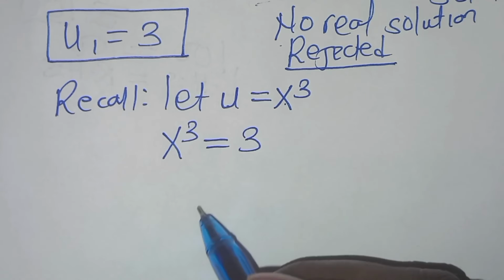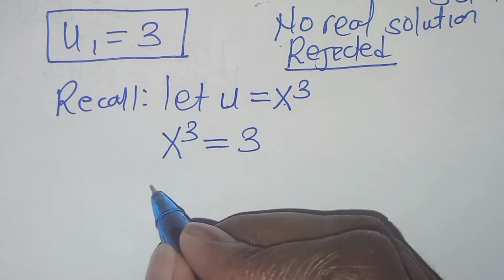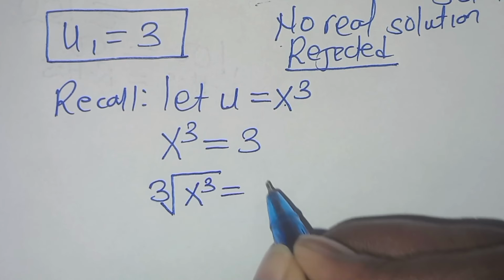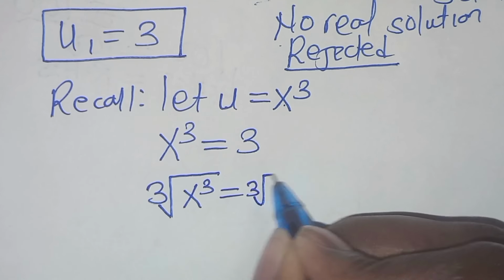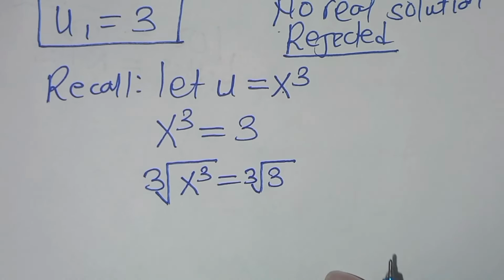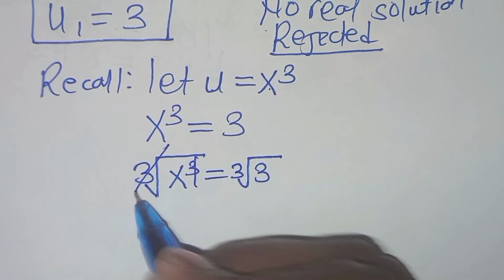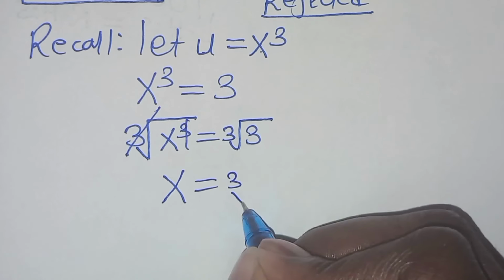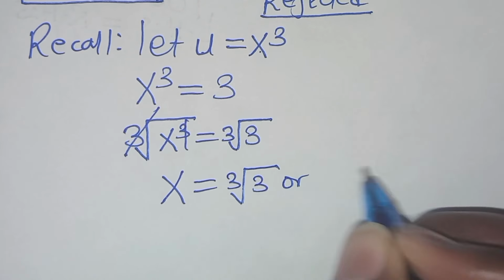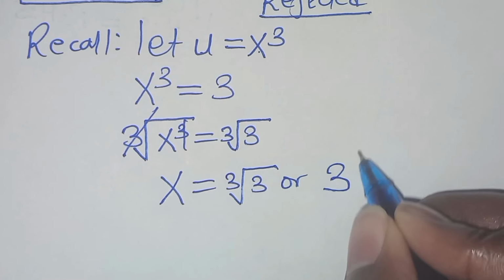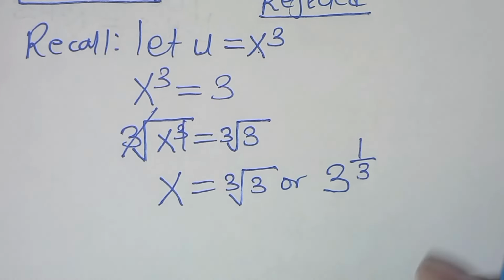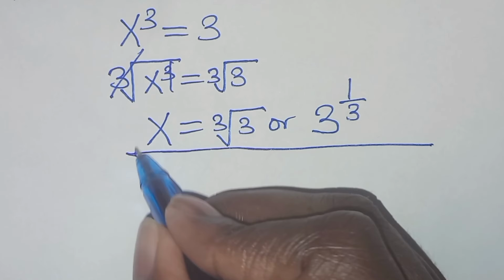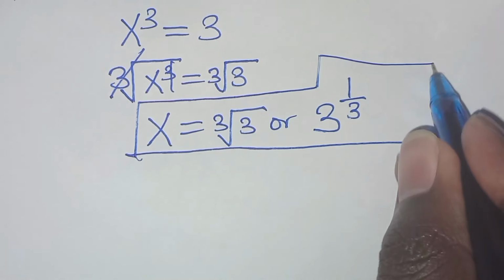So to solve for x here, we can introduce the cube root on both sides. So this is the cube root of 3, so that now the 3 and 3 here simplifies. So x is equal to the cube root of 3, or we can express this as 3 to the power of 1 over 3. So this is the value of x from here.